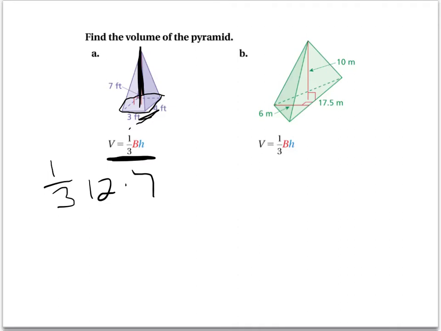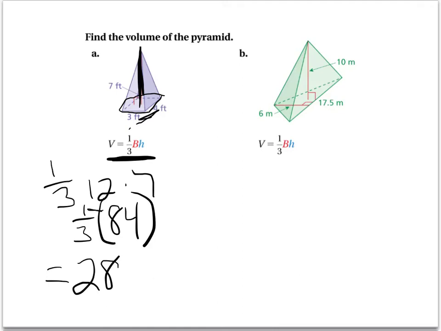12 times 7 gets me 84, and then I'm going to take 1/3 of that. Now you can do that a couple of ways. You're basically multiplying 84 times 1, then dividing by 3. So 84 divided by 3 ends up getting me 28. So the volume of this pyramid is 28, and that would be feet cubed.